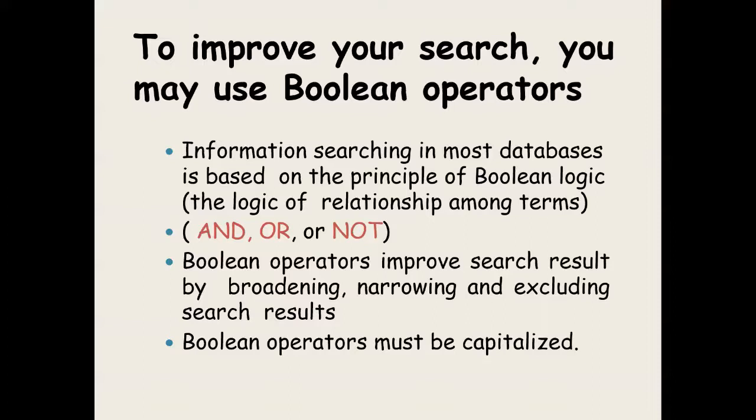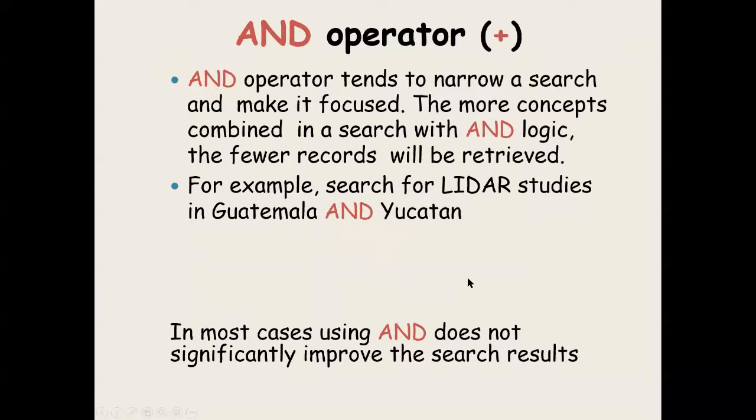I'll go back and give some explanations of this. What they're doing is trying to give you a better idea of where you're searching for things. One of the important aspects is that when you use these terms to be identified as a Boolean operator, they've got to be in capitals. The AND operator tends to narrow a search and make it focused. I use that example there, looking for LiDAR studies in Guatemala AND Yucatan. That should keep you information related to those two areas.